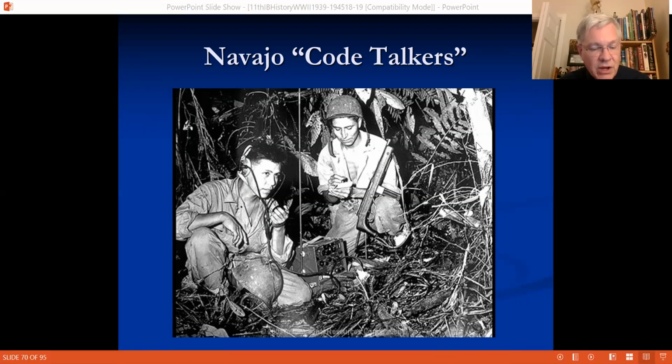They are called the code talkers. They would relay messages between various different commands, translating them from English into the Navajo language, sending the message over the airwaves. And if the Japanese picked it up, they're like, well, this sounds really strange. Anybody have the cipher to figure out what Navajo language means? Nope. So they were very, very effective.